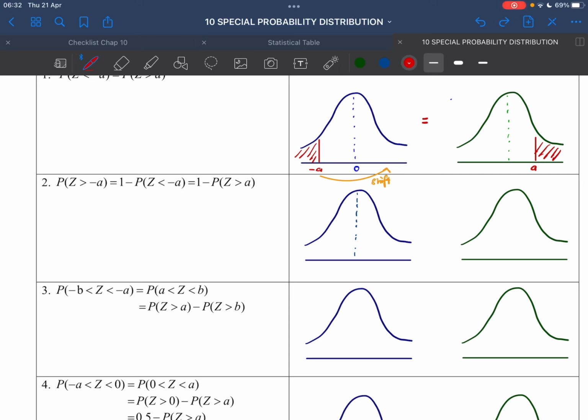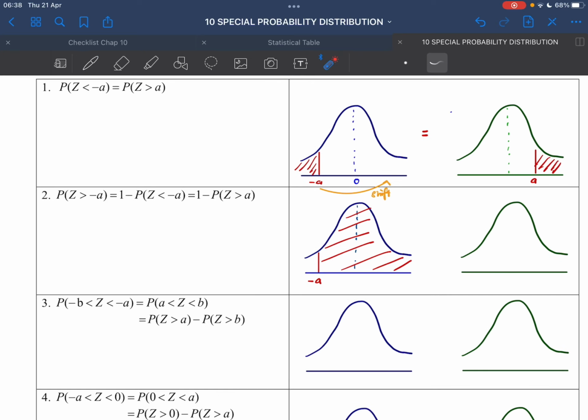Okay, so now let's see number 2. Here we have P(z greater than negative a). So let's say your negative a is here. The question asks about greater, so we shade everything on the right hand side here. On the area that we shade, what we have to do is take the whole probability, which is 1, the total probability, minus this side here, so P(z less than negative a). So we get this one here.